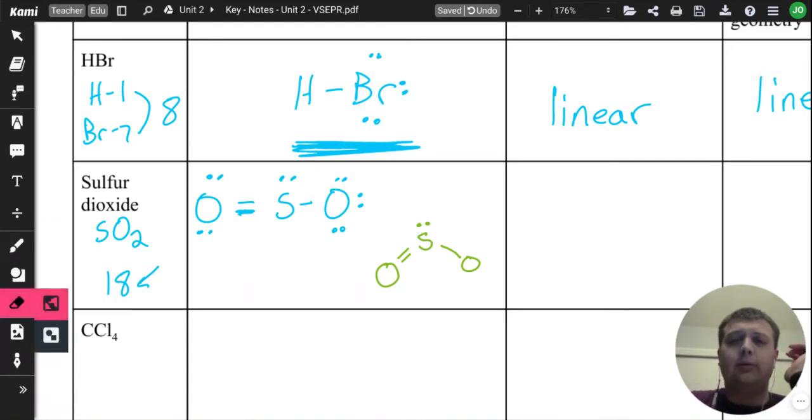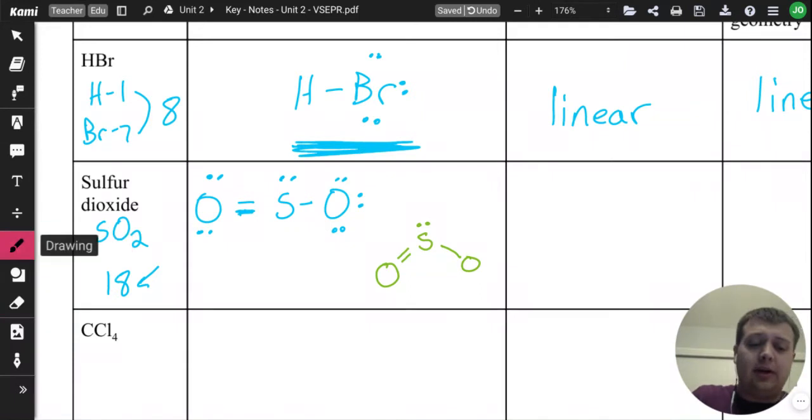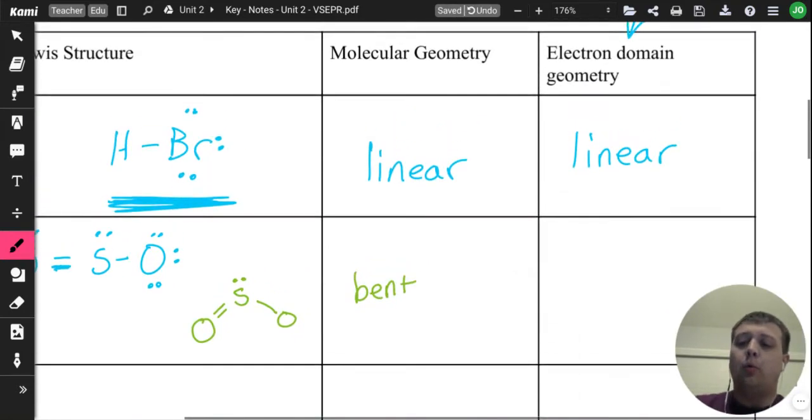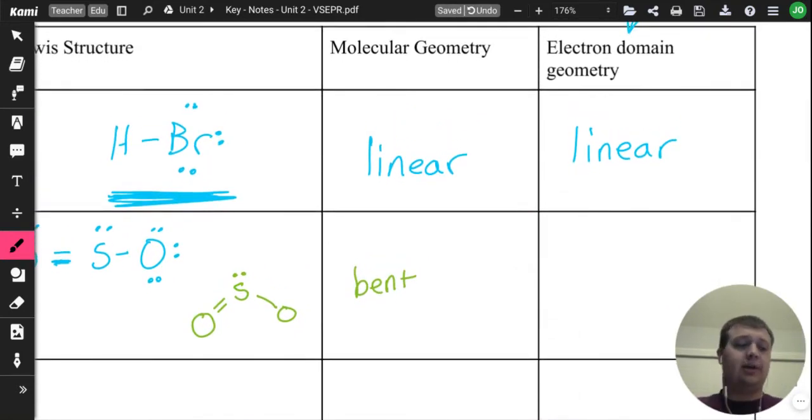It originally looked like it was going to be linear, but now it's no longer linear, right? Now, instead of being linear, it's actually kind of got a bent shape, right? It took those 2 oxygens and bent them away from that lone pair, okay? And so our molecular geometry for this would actually be bent. All right. Now, what would our electron domain geometry be?